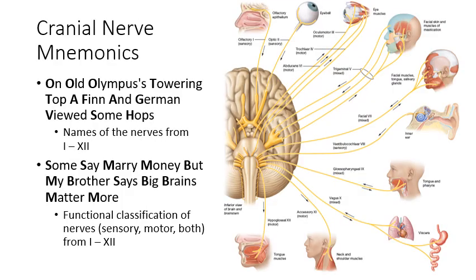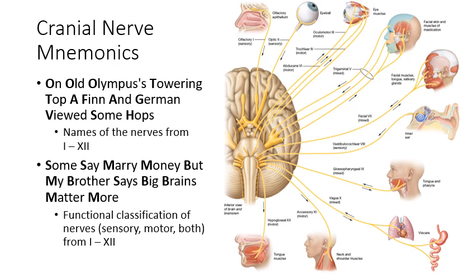So here you have just a couple of mnemonics to help you remember the cranial nerves. There's also other ones that you can look up online. But one good one is, "On old Olympus's towering top, a Finn and a German viewed some hops." So in this mnemonic, every first letter of each word is the first letter in the name of one of the cranial nerves, and they're in order from 1 to 12. And in this mnemonic, the S in "some" is for the spinal accessory nerve. So if you're remembering it as the accessory nerve, you might want to find a different mnemonic.